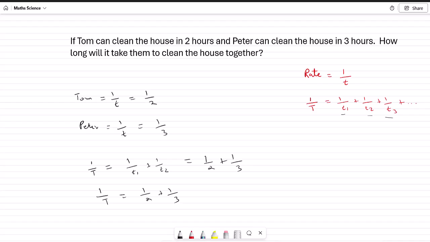Now we simply need to add these up. To add these up, we have to have a common denominator. Here is 3, so if we multiply this by 2, we get 6. And if we multiply this by 3, we get 6.